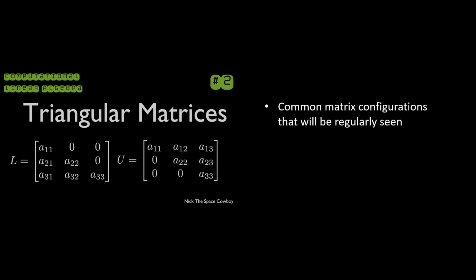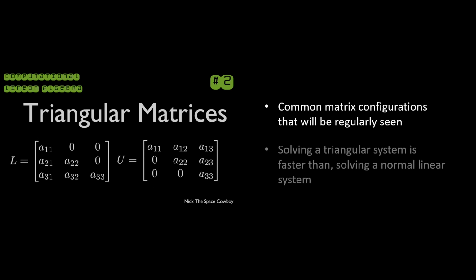So the second episode was particularly on triangular matrices, which are common matrix configurations that we've seen a lot since episode 2, and that you'll continue to see as we move into matrix decompositions of square matrices. And I also showed you that it's quite simple to solve triangular systems just based on the configuration of them, and that's really what gives them a good bit of utility.